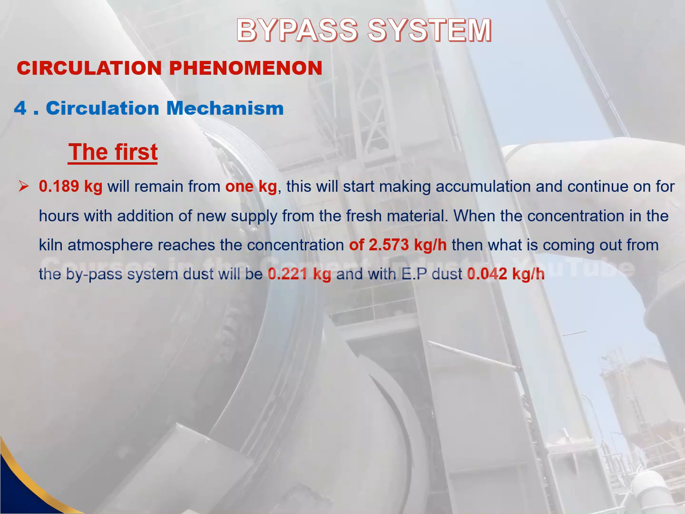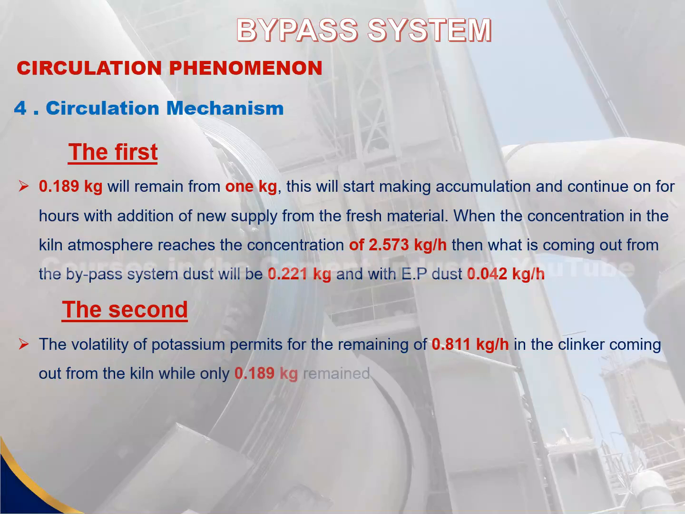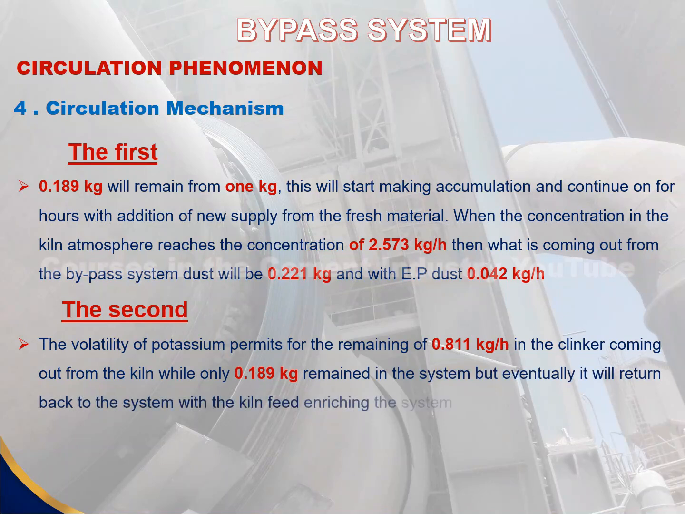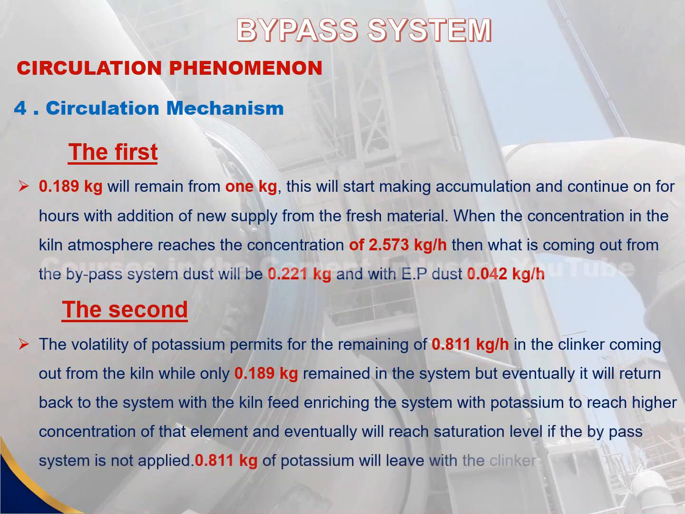0.042 kilograms per hour. The second, the volatility of potassium permits for the remaining of 0.811 kilograms per hour in the clinker coming out from the rotary kiln, while only 0.189 kilograms remained in the system, but eventually it will return back to the system with the rotary kiln feed, enriching the system with potassium to reach higher concentration of that element, and eventually will reach saturation level, if the bypass system is not applied.